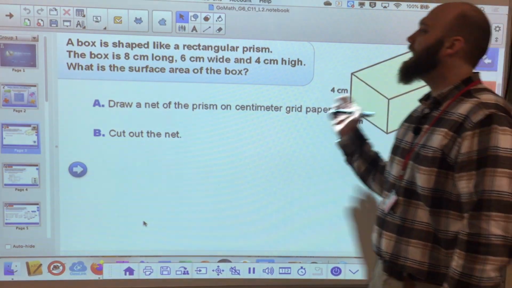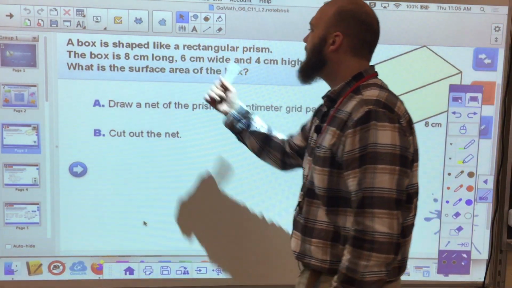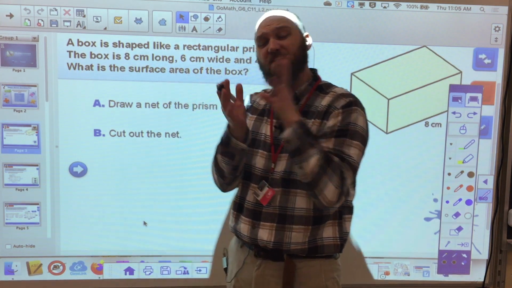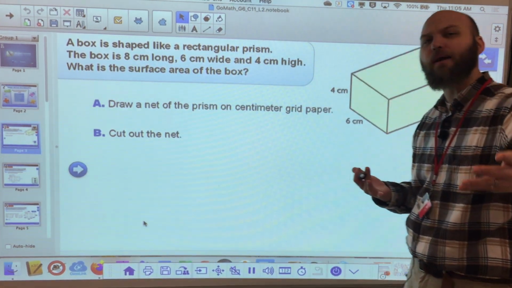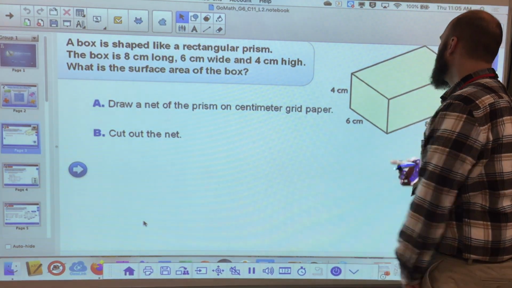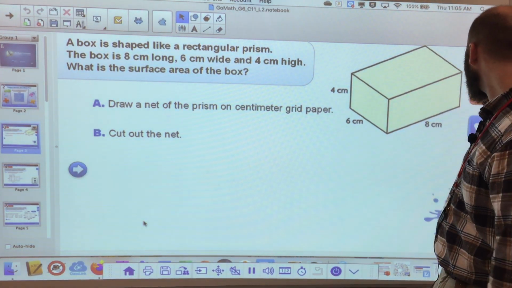Now, the box is shaped like a rectangular prism. The box is 8 centimeters long. I'm going to take everything that I just did in that first one, and I'm going to simplify it a little bit to try and show you a cleaner way to solve this, so hopefully it makes sense. But you can watch this video again and again and again to have it make sense to you. So I'm going to hide that.